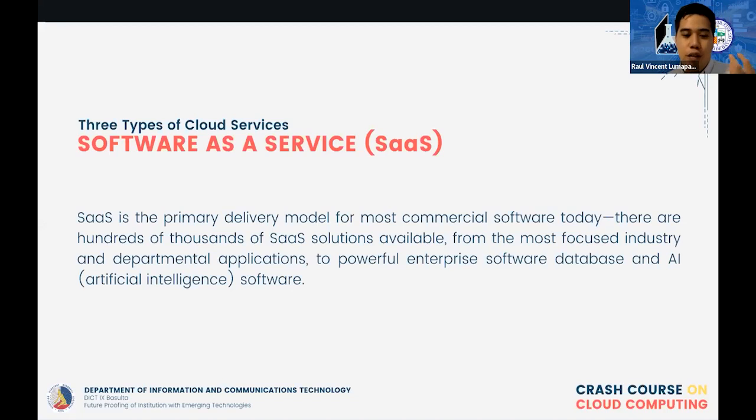There are hundreds of thousands of SaaS solutions available, from the most focused industry and department applications like SAP HANA or Microsoft BI, for example, to much more basic ones like your learning management systems, or even presentation services like your Canva or your AHA Slides, up to the most powerful enterprise software database.